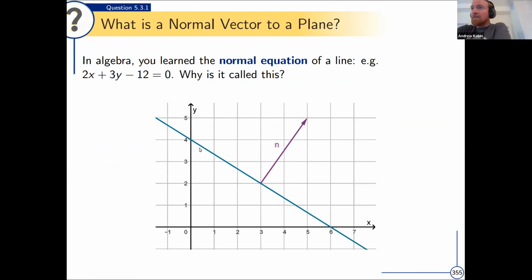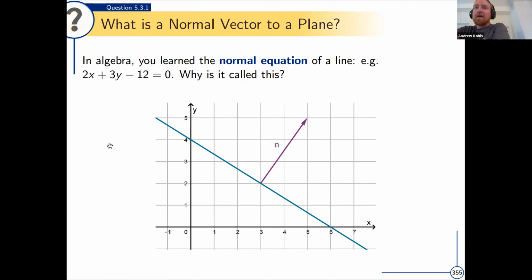And before we even get into normal equations for planes, if we go down to 2 dimensions, we actually already know a notion of normal equation for a line. And I'll say, sort of without explaining it too much, that any equation of the form 2x plus 3y minus 12 equals 0, or more generally, ax plus by plus c equals 0, is a normal equation for a line in 2 dimensions.